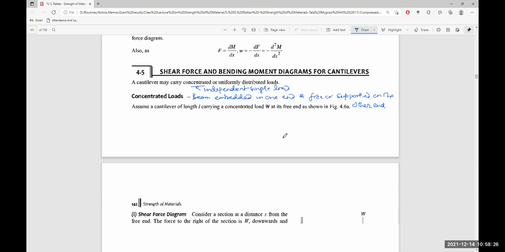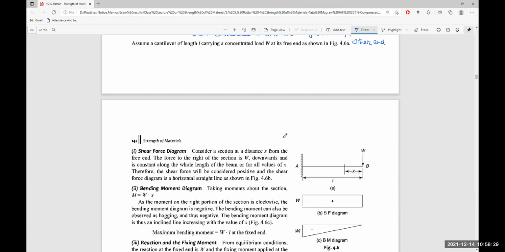What is given here? We are having a cantilever beam which is embedded at the left end and loaded at the right end. So it is totally hanging and only supported at the left end, and it is loaded with a load equal to W at the end P. Now, what we are supposed to do is consider section X here.